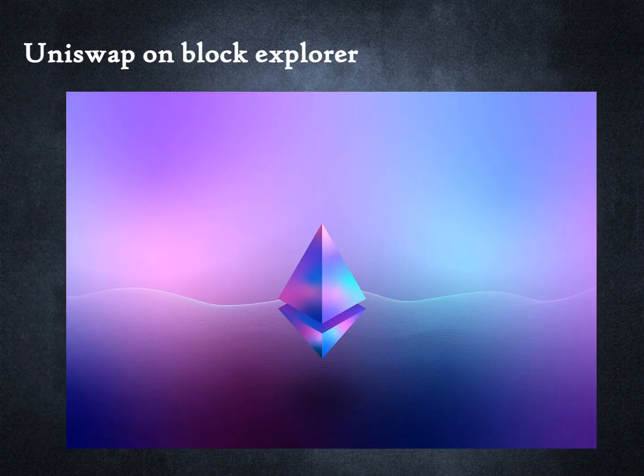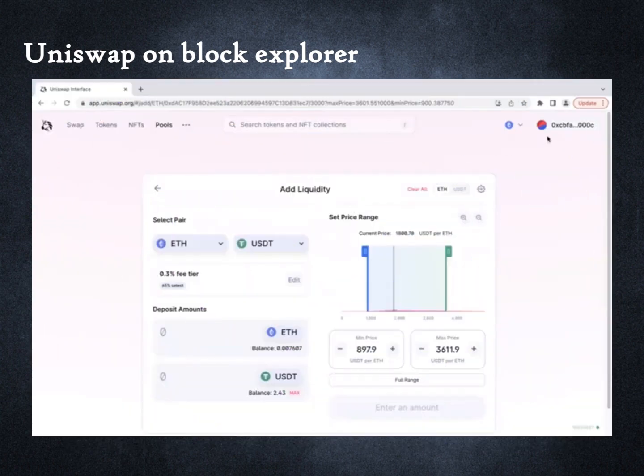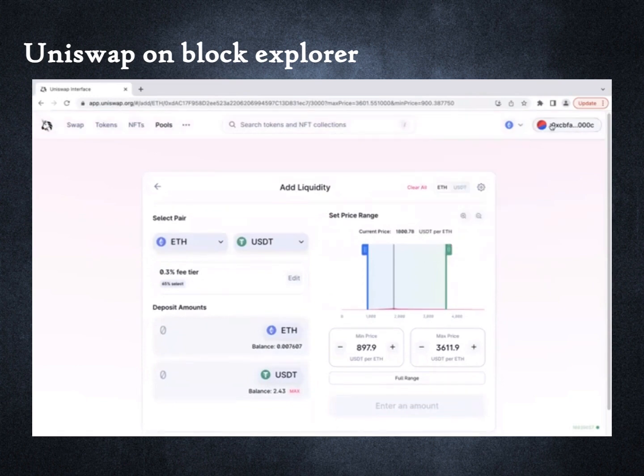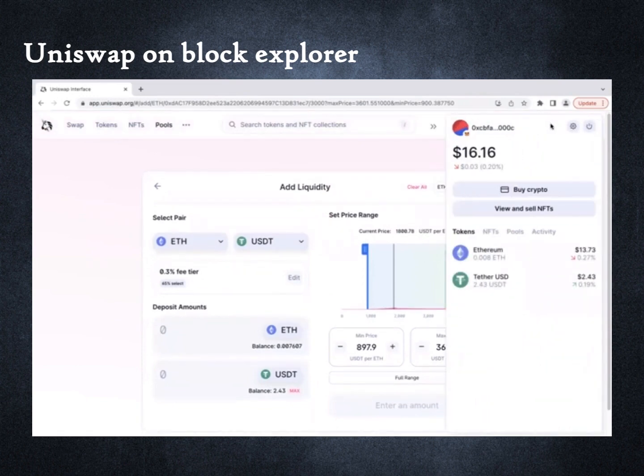So far, we have seen the front end of Uniswap. But what happens behind the scenes on the Ethereum blockchain? Next, we will explore the underlying transactions on the Etherscan Block Explorer. I am now back to the Uniswap app. I am going to click on the icon on the upper right. This is my MetaMask wallet, which is linked to the Uniswap app.